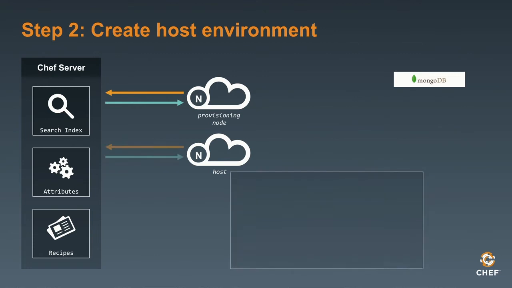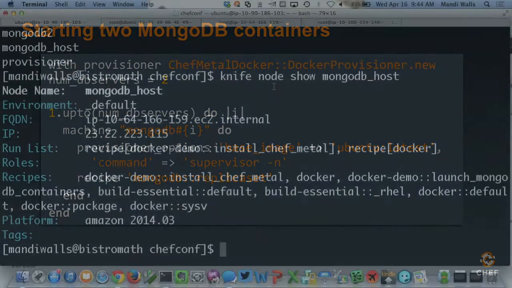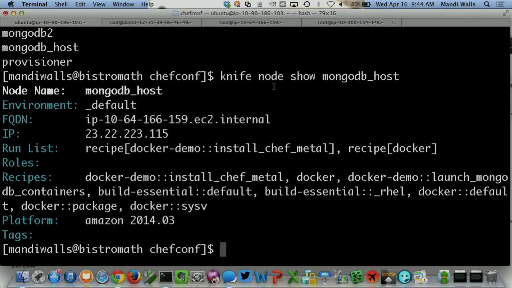Again, we've used the machine resource to describe our cluster. Here we specify that we want 2 containers running the MongoDB container image. We might do this, for example, in a test scenario when we want to check that our cluster logic is working correctly. So now we're going to add the launch recipe to this MongoDB host.